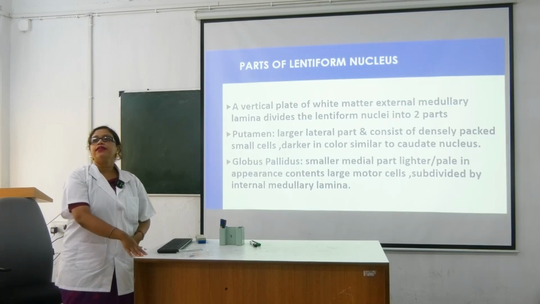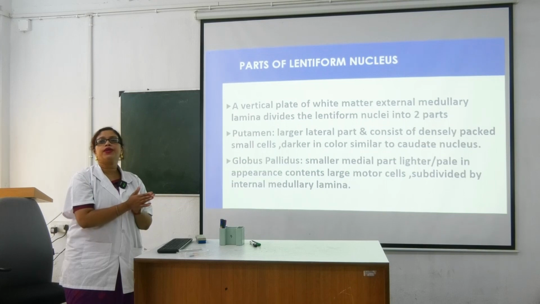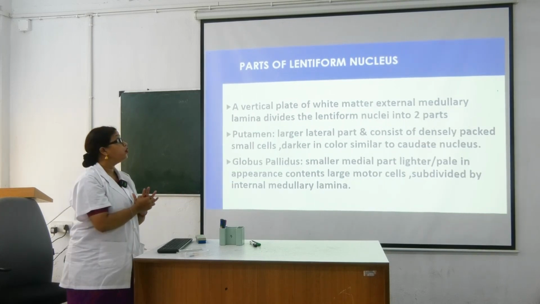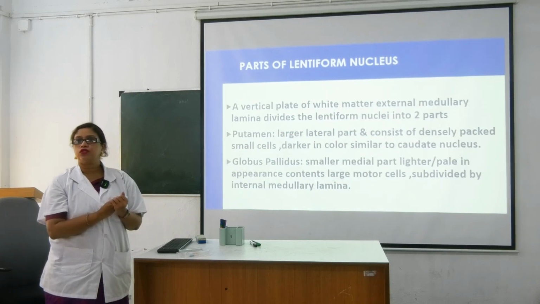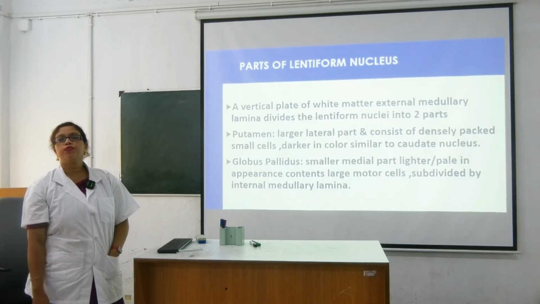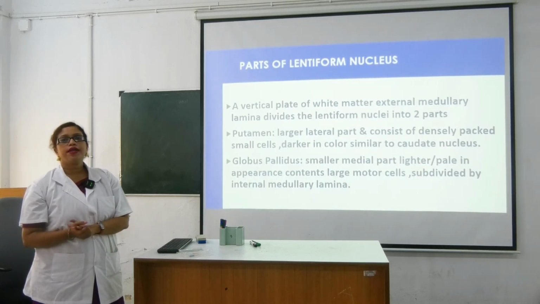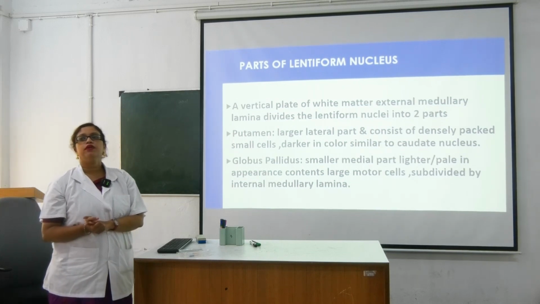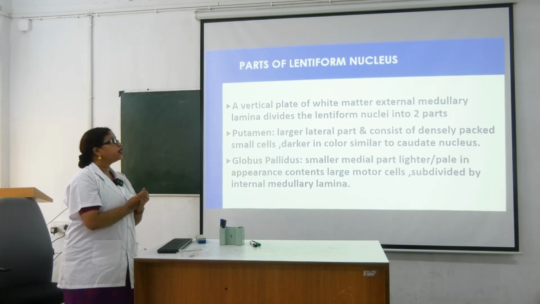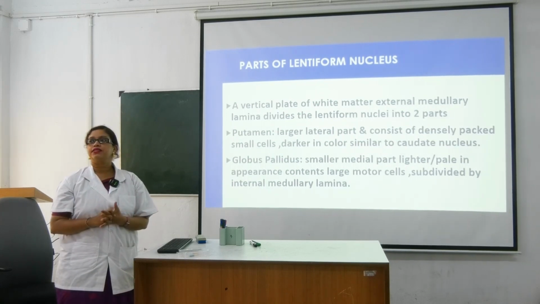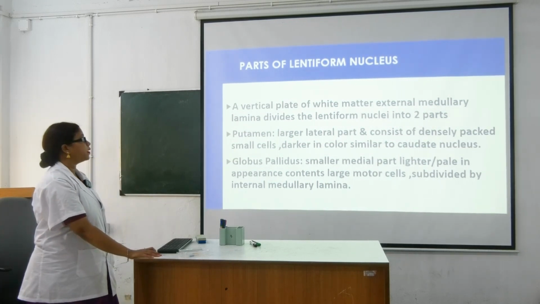So here they have shown the subdivision, how the lentiform nucleus is divided into globus pallidus and putamen. How? By the external medullary lamina. This I have discussed. So just write it down. The lentiform nucleus is divided into globus pallidus and putamen by the external medullary lamina. MCQ can come. External medullary lamina.